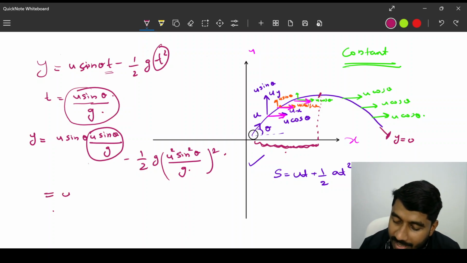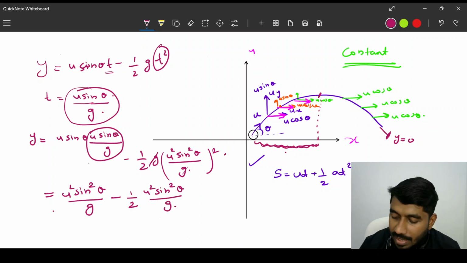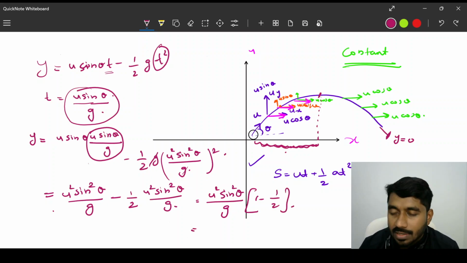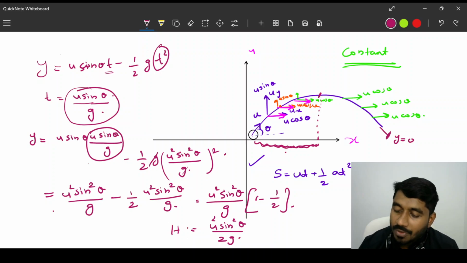Just substituting, you will get u square sin square theta by g minus, 1 g we can cancel here, half into u square sin square theta by g. What is common here? u square sin square theta by g is common. What is in the bracket? 1 minus 1 by 2. 1 minus half is 1 by 2. So what is the final answer? u square sin square theta by 2g. This is the height of the projectile.